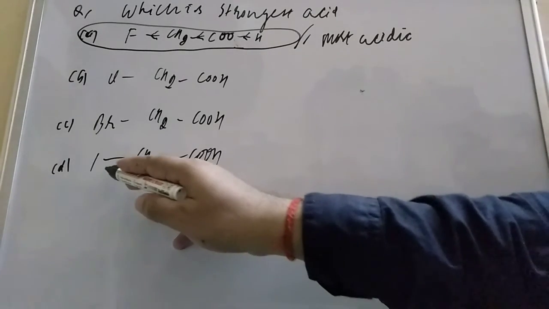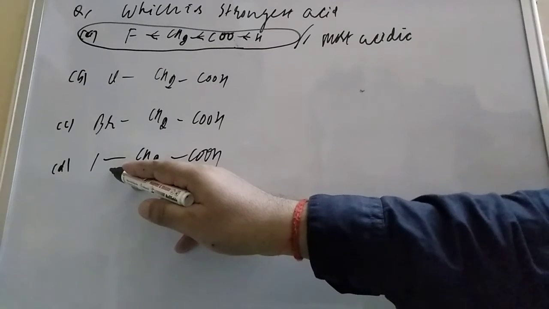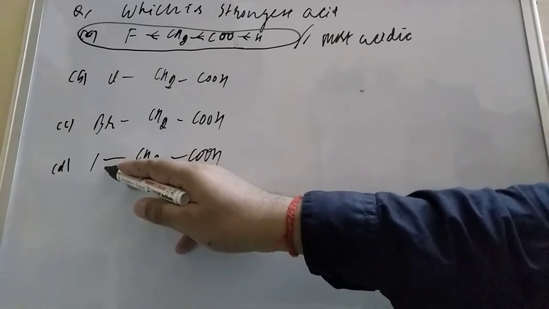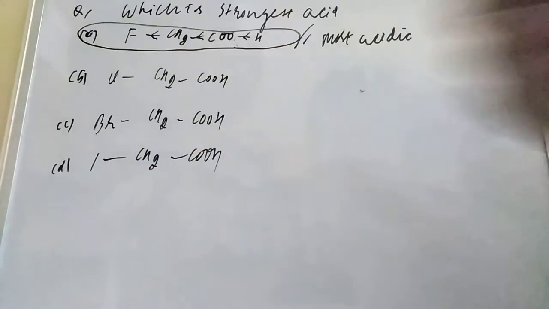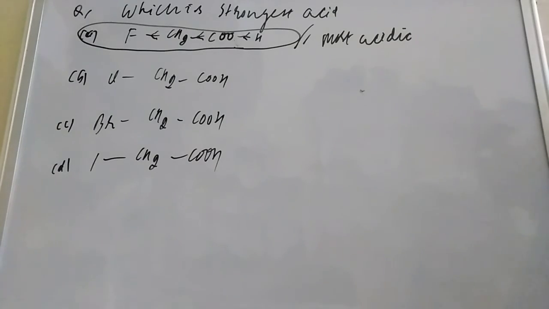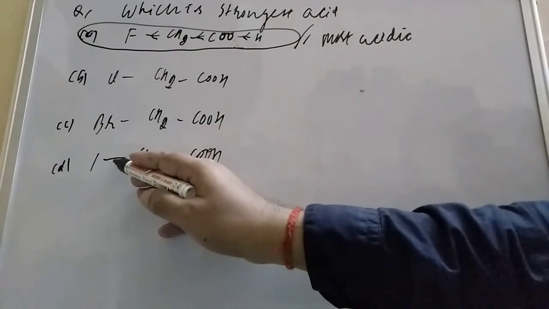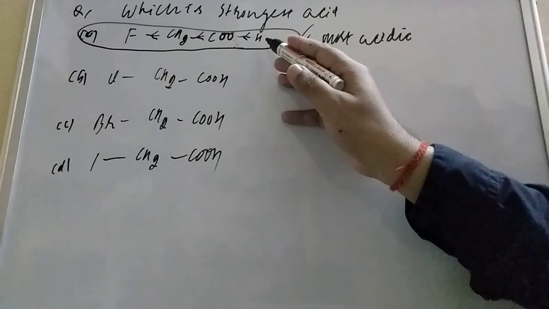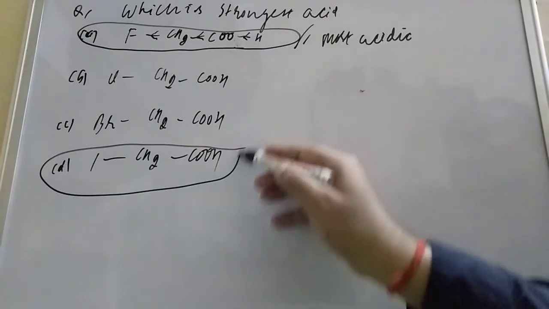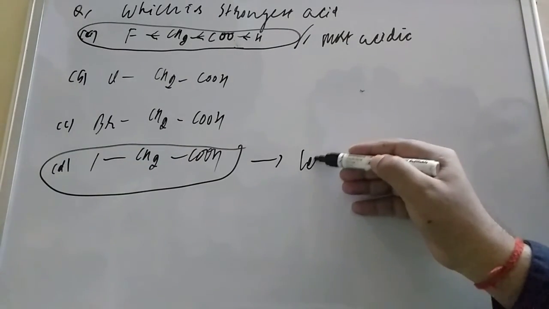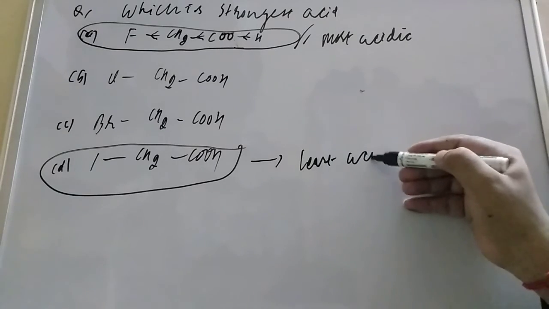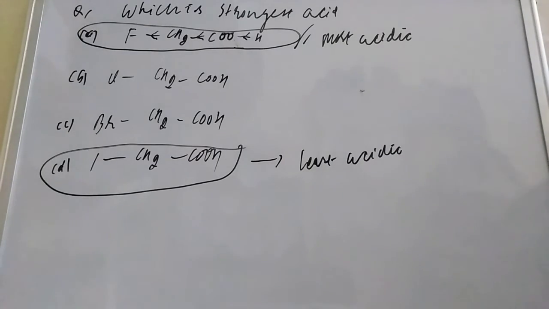Now when you talk about the last option, iodine is the least electronegative atom compared to all the given halogen atoms. So it will pull the electron, but not as effectively as fluorine. So this is the least acidic. So if anyone asks how to determine the acidic strength, that is also based on the electronegativity.